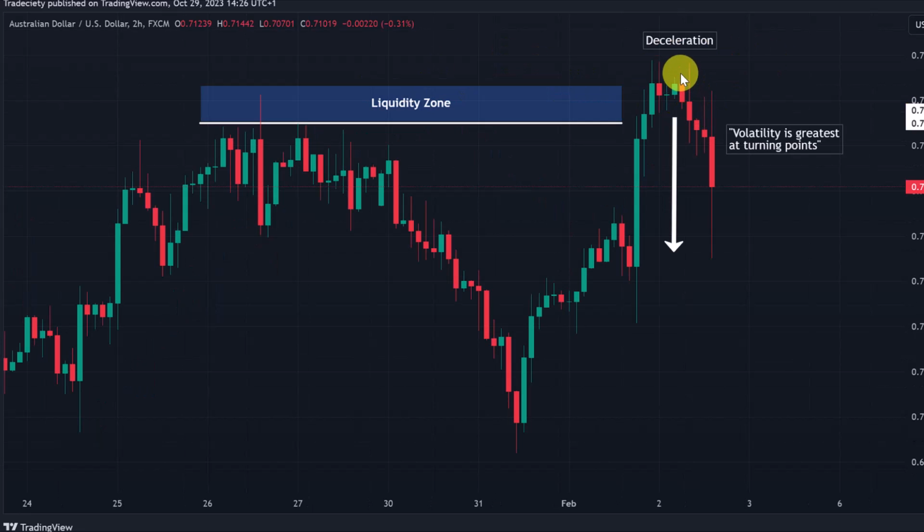Then what we also want to see is reverse acceleration. So the market is shooting higher, slowing down, which we are calling deceleration, and then accelerating to the way down. You may have heard the famous trading quote, "Volatility is greatest at turning points." And this is exactly what is happening here.